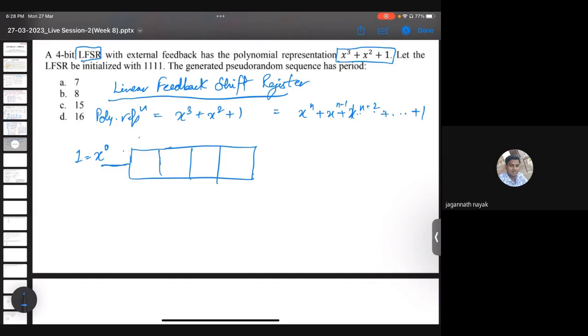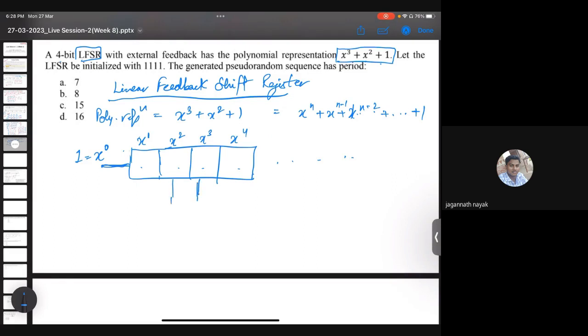You will take the corresponding next to be x to the power 1, then x to the power 2, then x to the power 3, then x to the power 4, and so on. So the question says a 4-bit LFSR. First of all, I make 4 bits. And then it says it has external feedback and a polynomial representation, which is x cubed plus x square plus 1. So you can see it is getting x cubed and x square added.